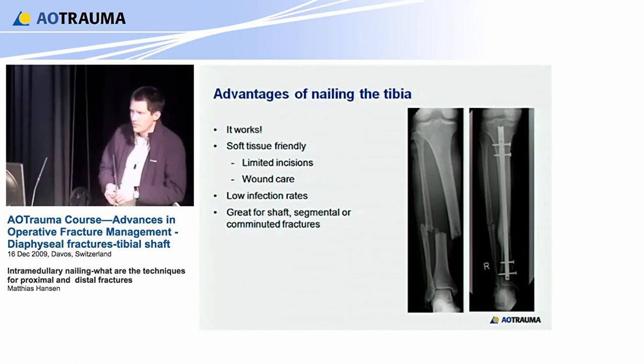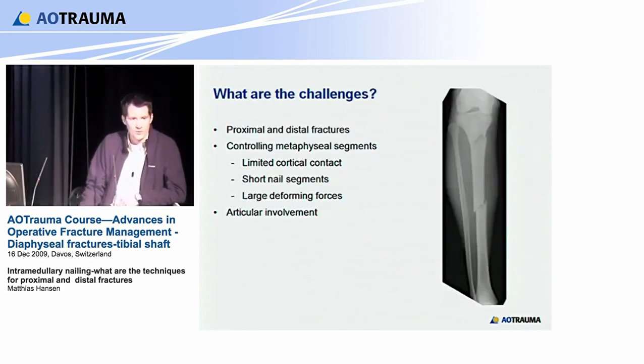What are the advantages of nailing of the tibia in general? First of all, it works. It works in most fractures of the shaft. It's a soft tissue-friendly procedure. You need limited incisions in general, far away from the fracture, and you have a good option for wound care. You have low infection rates, and it works great in shaft, segmental, and comminuted fractures.